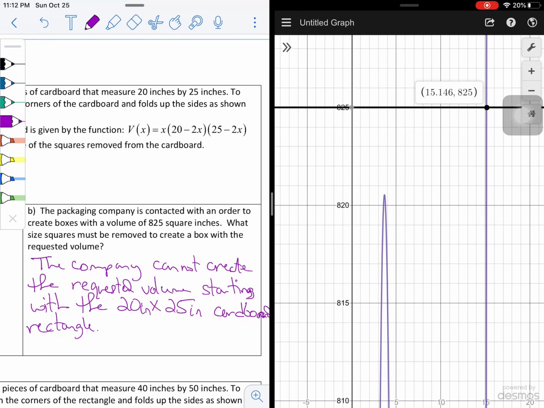So it's not going to matter. You can't make this volume. It just doesn't work for this particular situation. Obviously, the company could change the cardboard that they're working with. There's a lot of different ways to make this work. But understand that when you have a situation like this, you can just tell me that it doesn't work. It's not a trick question or anything. It's just making sure you understand that there are certain answers like this 15.146. It works for the function, but in the reality of the context that we're working with, it doesn't.